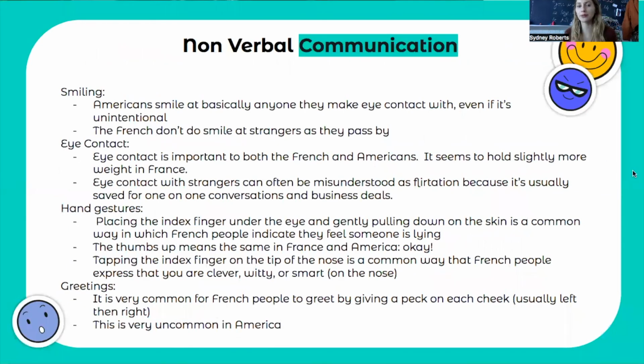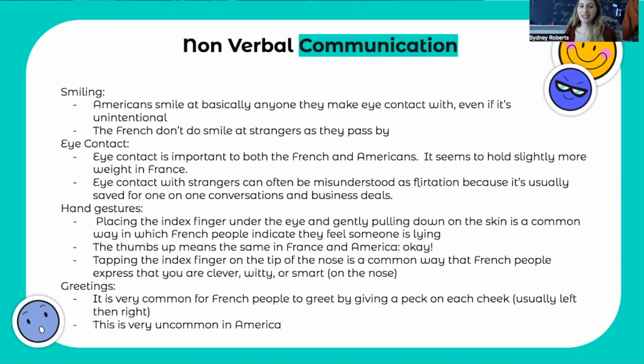And then we've got our nonverbal communication. So smiling, Americans smile at anyone they make eye contact with realistically. And oftentimes, if we smile at someone and they don't smile back, we're taken aback by that and find that to be rude. Whereas in France, they really don't do that. They don't smile at strangers as they pass by. They don't feel the need to. Going through these factors about French communication, it's like, that makes a lot of sense. Why do we have to smile at all the strangers on the streets?